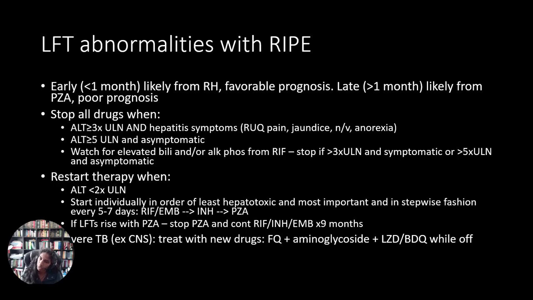So first we start with rifampin and ethambutol because ethambutol is not likely to cause hepatotoxicity. If the person is tolerating it, then in 5 to 7 days we add on isoniazid. If the person is tolerating that, then we add on finally pyrazinamide. If the liver function tests end up rising with pyrazinamide, then we stop the pyrazinamide and continue rifampin, isoniazid, and ethambutol, just the 3 drugs for 9 months total.